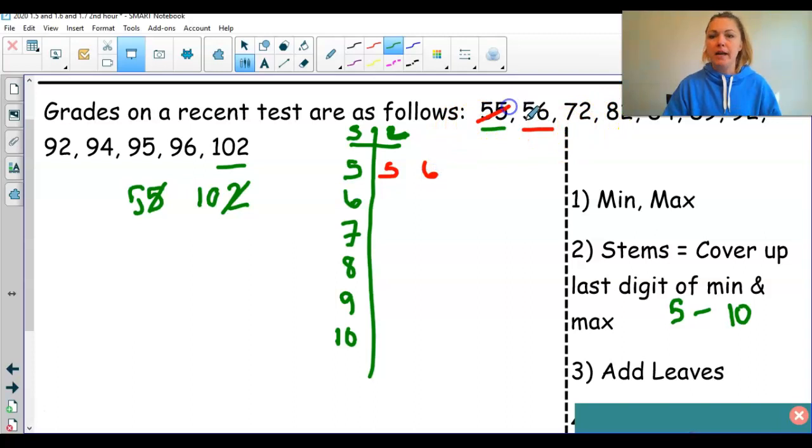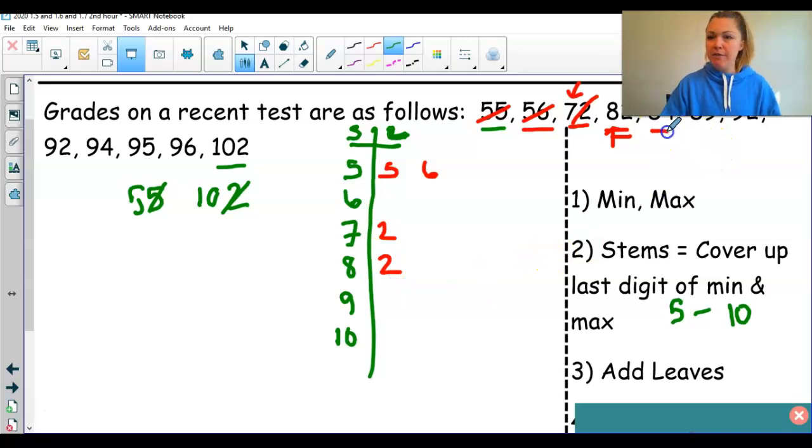Okay, done and done. My next number I see is 72, okay? So I already have the stem of 7. I just need to add the leaf of 2. Done. Now 82 is my next one. I have the stem of 8, okay? Now I just need the leaf of 2, so 82.